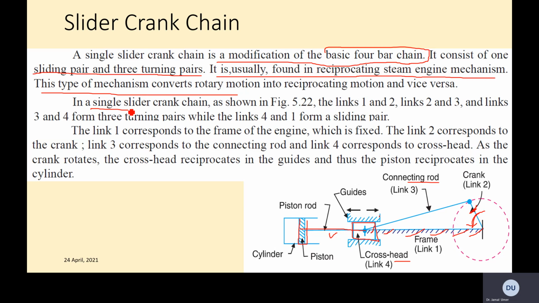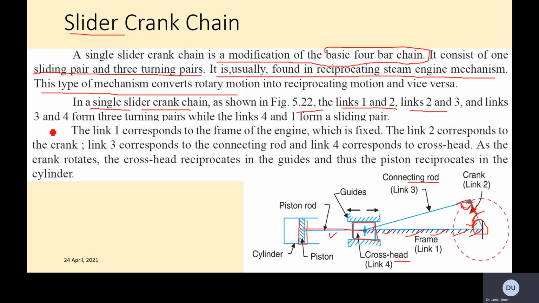So in a single cylinder, we are differentiating here with the single cylinder because we will have the next example for double cylinder as well. So single slider crank mechanism, as shown in the figure, the link 1 and link 2 are making a turning pair. Link 2 and 3 are also a turning pair because they are rotating against each other.